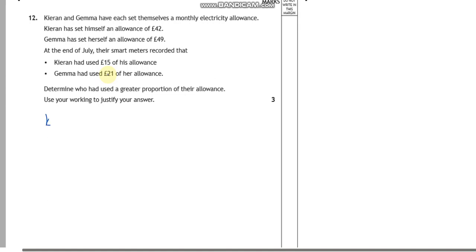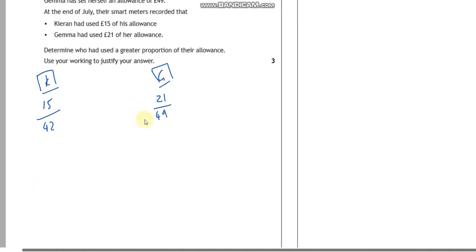Okay, so we've got Kieran and I've got Gemma. Kieran has spent 15 out of £42. Gemma has spent 21 out of 49. This is why we like things in percentages, because out of 100, it's all the same. It's an easy comparison. Right now, we've got 15 out of 42 and 21 out of 49, a much tougher comparison. We need these to be the same. So we're thinking, what can I divide the top and bottom by so we get a nice even fraction?